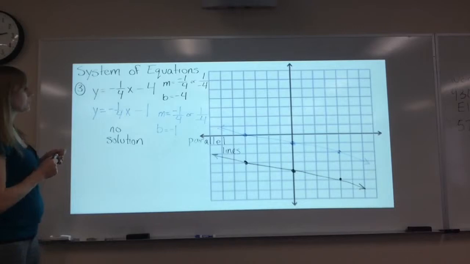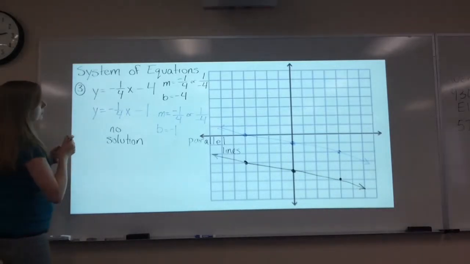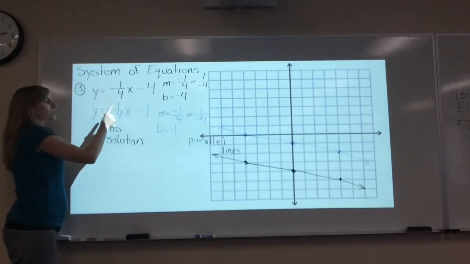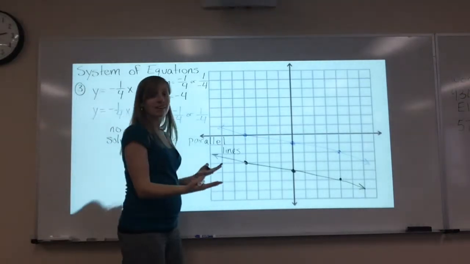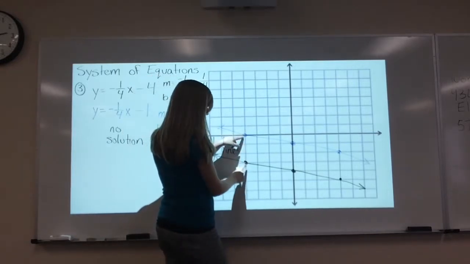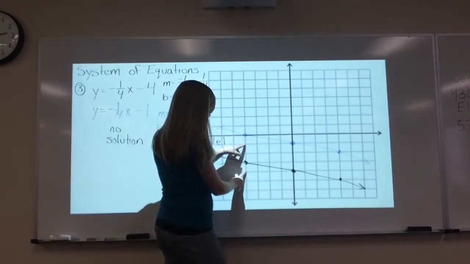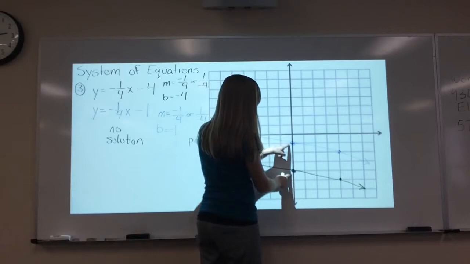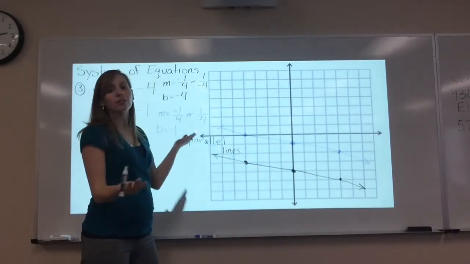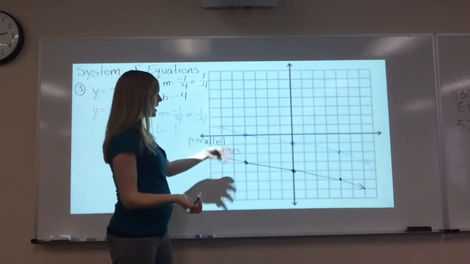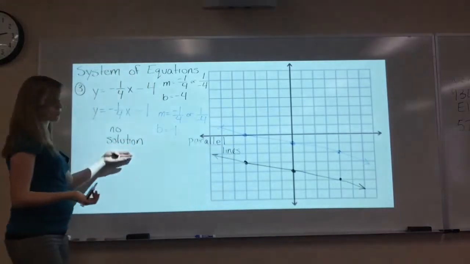Now, one thing I want to point out before we move on to the next problem, you'll notice that our slopes are the same. -1/4, -1/4. That's why they never intersect, because each time we go down 1 and over 4, the other line does this exact same thing. So they're never going to cross. So in this case, parallel lines, no solution.